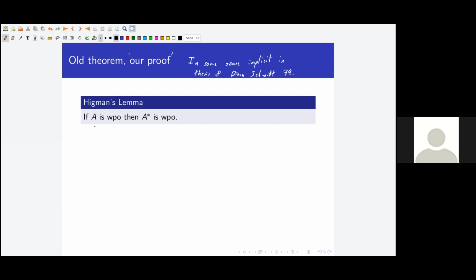So let's see. The theorem is: if A is a well partial order, then A star is well partial ordered. Okay. What is A star? It's equal, or isomorphic, if you want, to this thing. A times x plus 1. Okay.